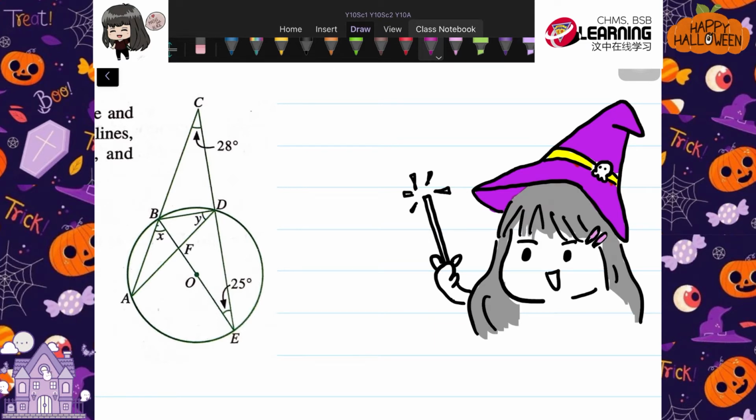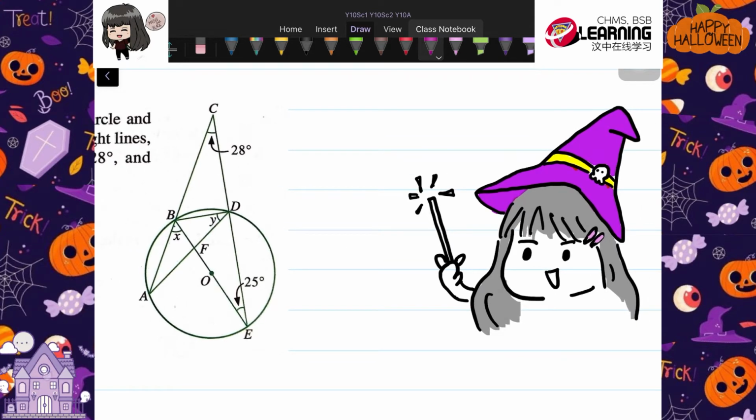We have learned theorem 7. Theorem 7 is angles in the same segment are equal. I call it butterfly because it looks like a butterfly. I just shortcut it, or else I have to say angles in the same segment are equal. You remember the name of the theorem. Can you identify the angles in the same segment? Can you identify the butterfly over here? I give you a few seconds to think about it.